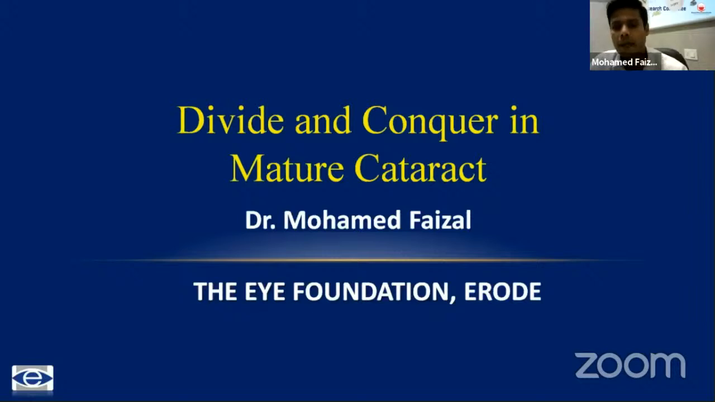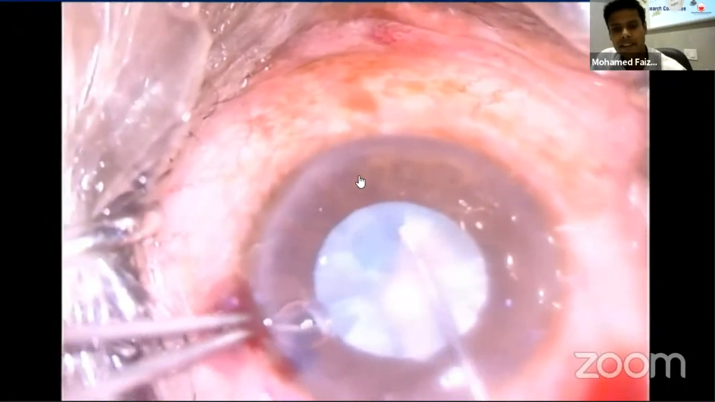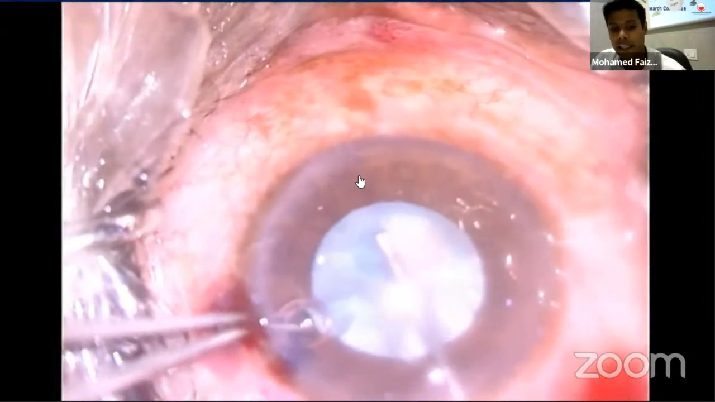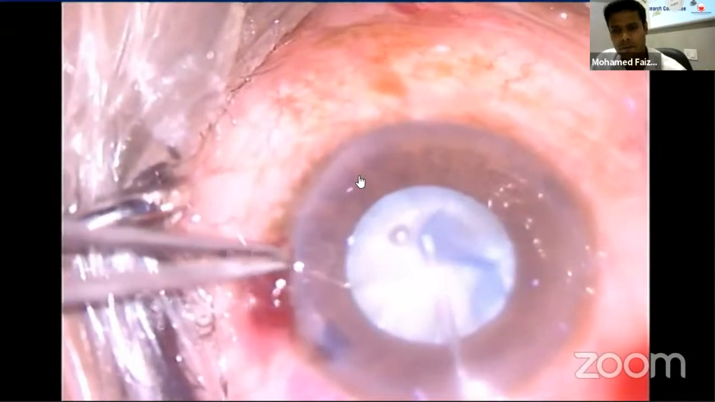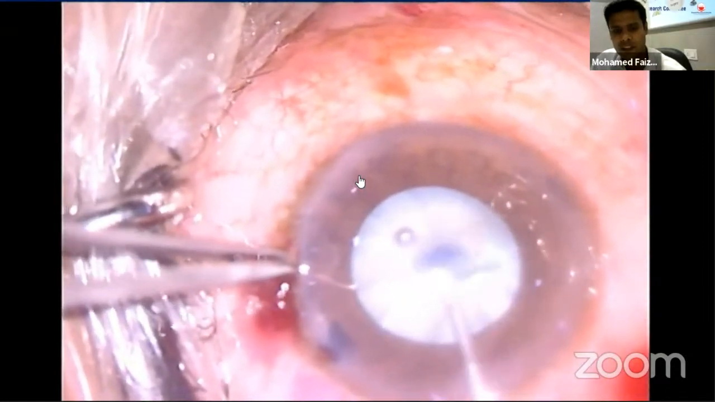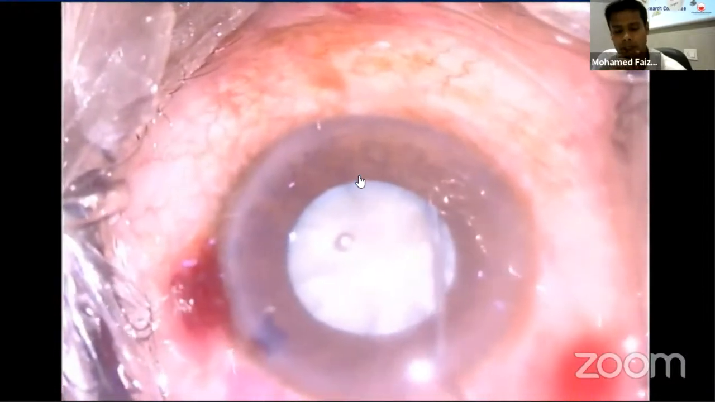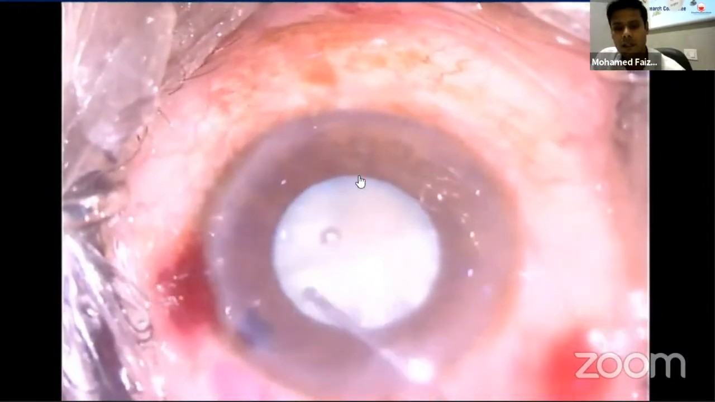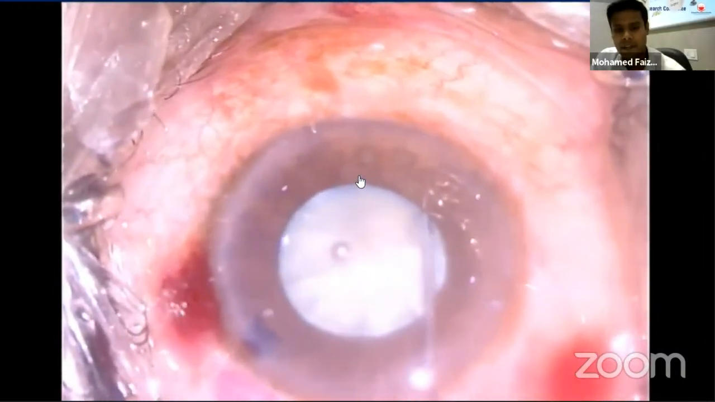I will start off going back to the basics by showing the divide and conquer technique in a mature cataract with an average sized pupil. The first step in successful divide and conquer lens removal is the creation of an adequate capsulorhexis. It should be no larger than 4.5 to 5.5 mm and as round as possible and centered on the visual axis. Next step is good hydroprocedure, as divide and conquer requires rotation of the nucleus, so good hydroprocedure is mandatory.